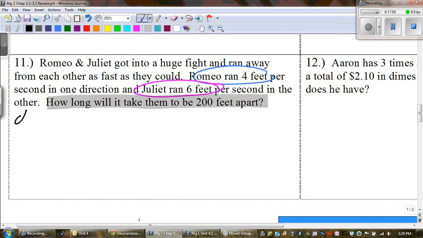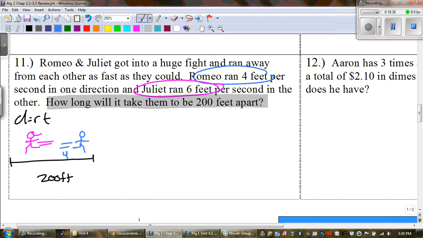All right, so we're talking about distance, and we got to remember that distance equals rate times time. Okay, so if little Romeo is running in one direction and Juliet is running in the other direction, we want to know how long till they are both 200 feet apart.